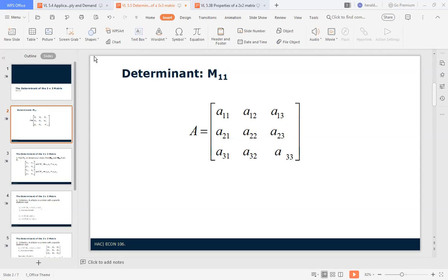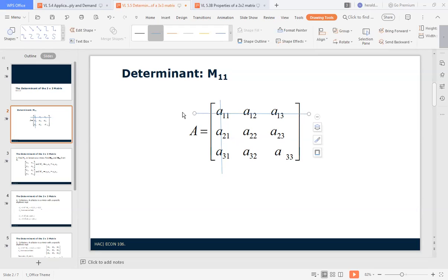We are deleting rows and columns. So let's use that one. So for M11, we delete this row. We also delete this column. Sorry, let me repeat. We delete this column and we delete this row. So the M11 minor would be A22, A23, A32, and A33.